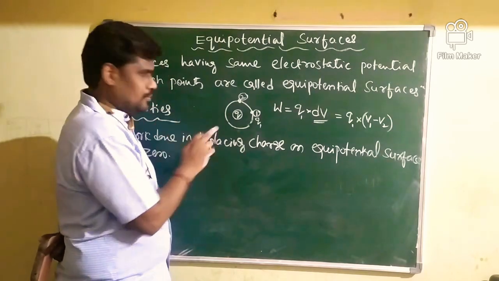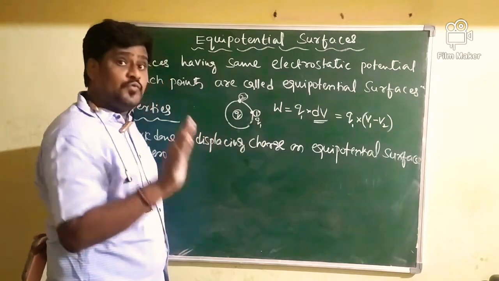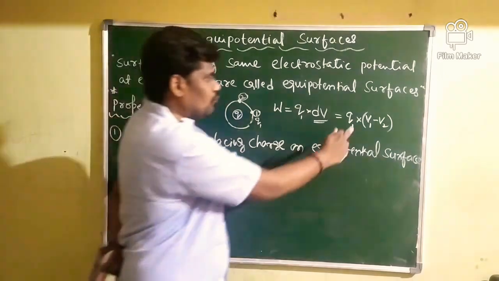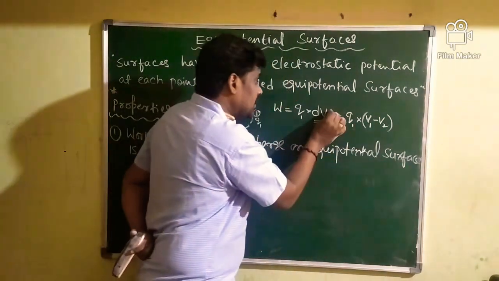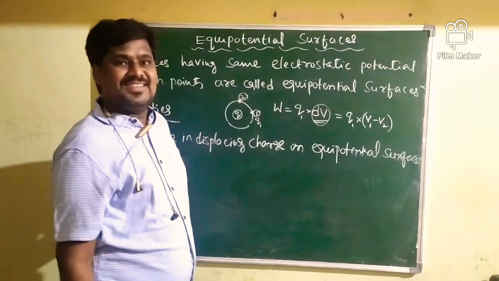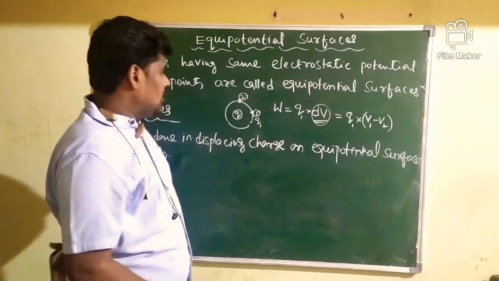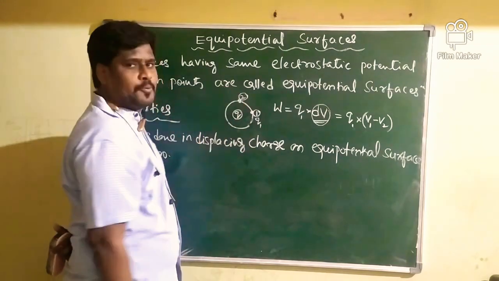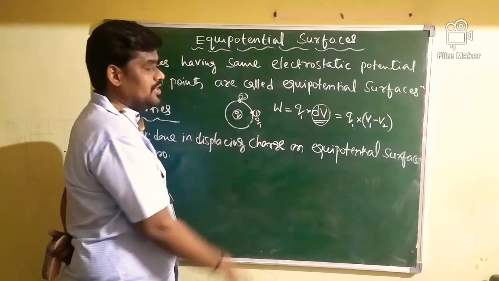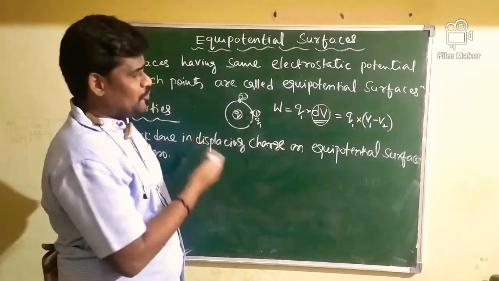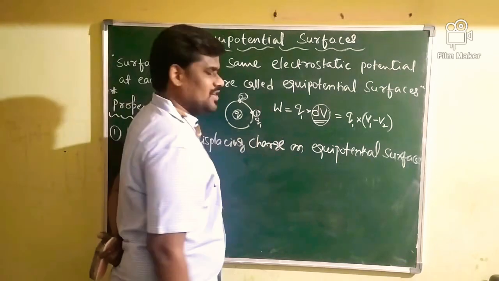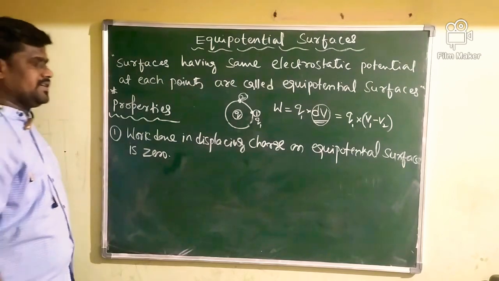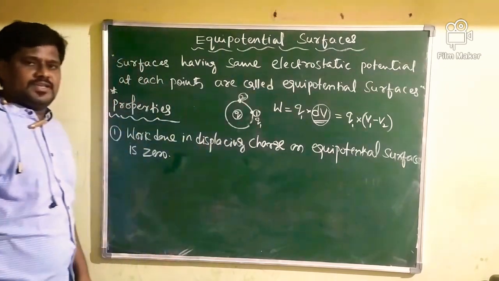Point 1 and point 2 are of same potential. When the two points are of same potential, V1 minus V2, or potential difference dV, will be 0. Why is dV 0 here? Because the two points are of same potential, because it is an equipotential surface, therefore the potential difference is 0. If potential difference is 0, the work done is 0. Therefore, what is the first property here? Work done in displacing charge on equipotential surface is 0.